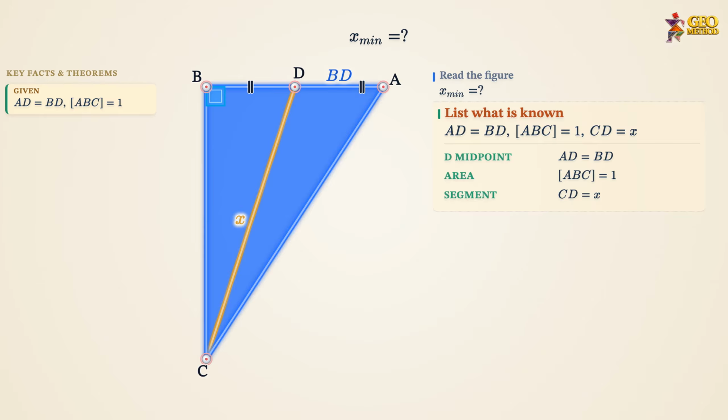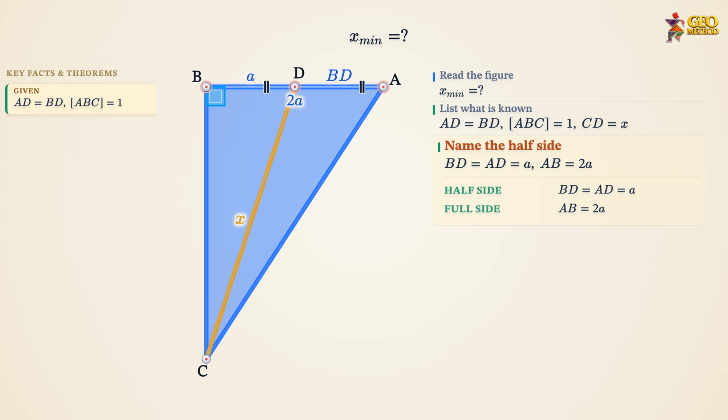Three facts are given. D is the midpoint of side AB, so segment AD equals segment BD. The area of the blue triangle ABC is exactly 1, and the segment CD is the length x we are tracking. Give the two equal halves of side AB a name. Call each of them a. Then segment BD equals a and segment AD equals a. So the full horizontal side AB measures 2a. Introducing a lets us track the figure with algebra.